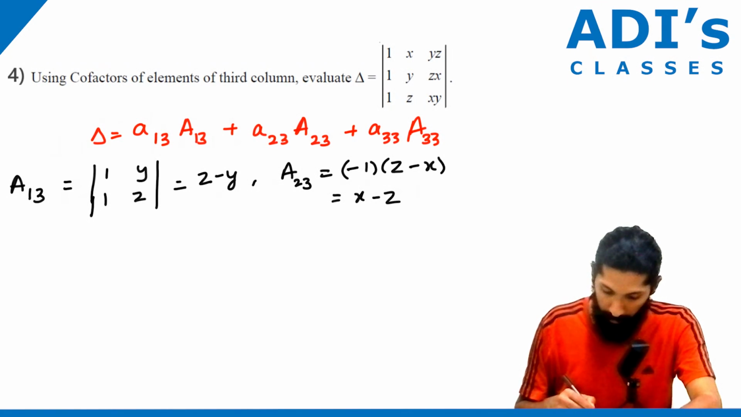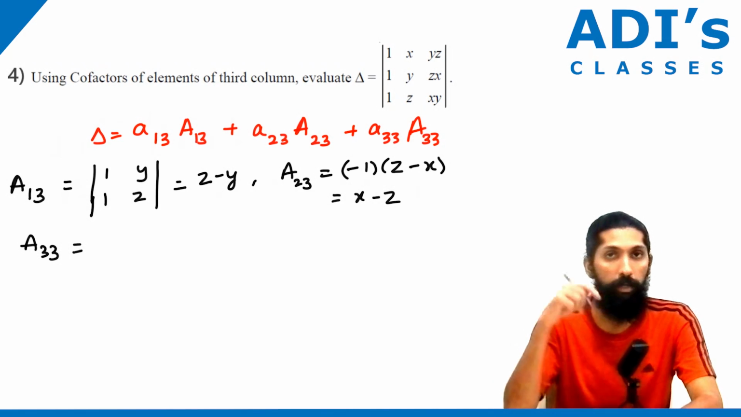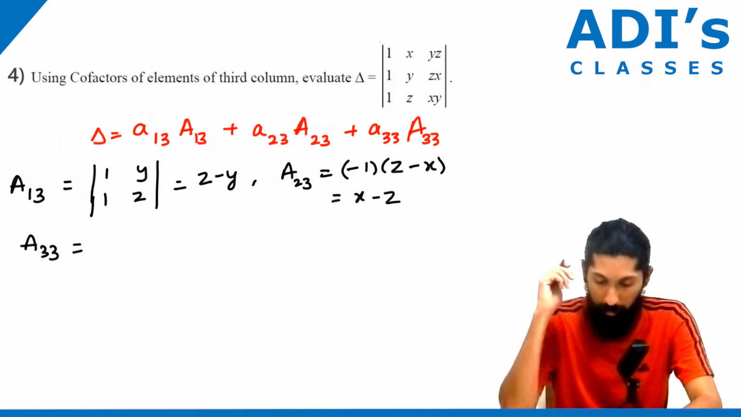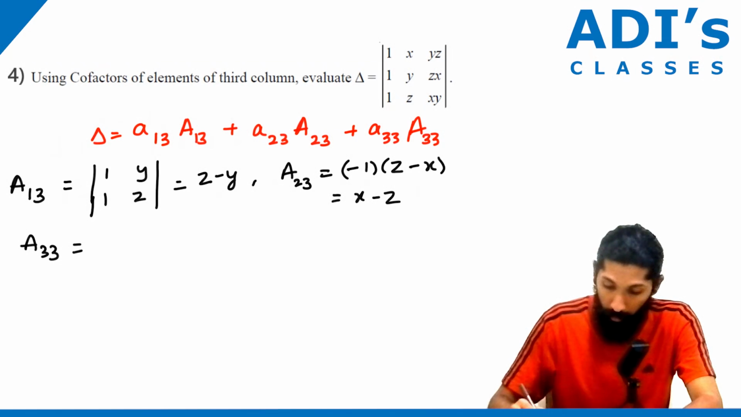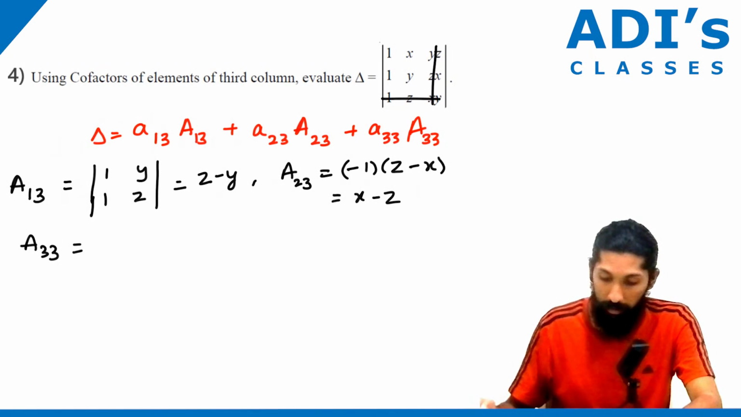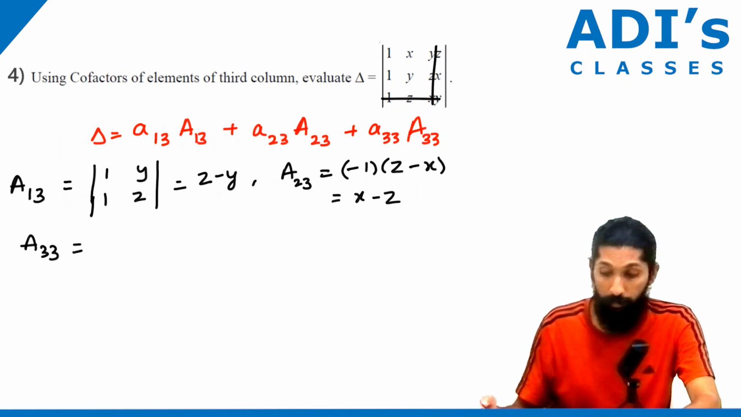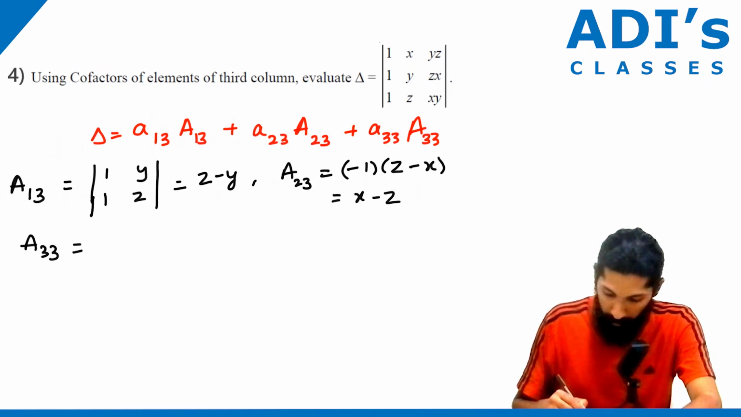Next, same thing, when you take A33, you're going to have minus 1 power 1 plus 1, that's anyway there. Then take off the row, take off the column. 1x, 1y, which becomes y minus x. So this becomes y minus x.